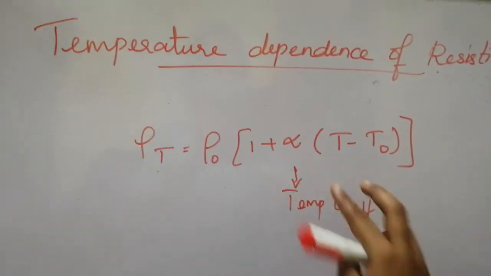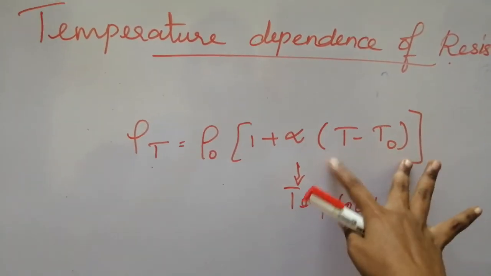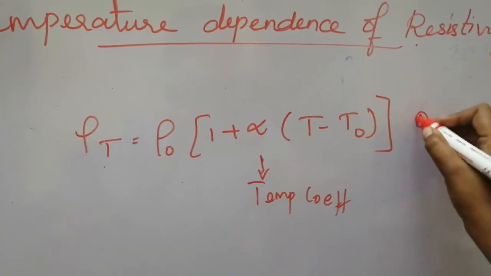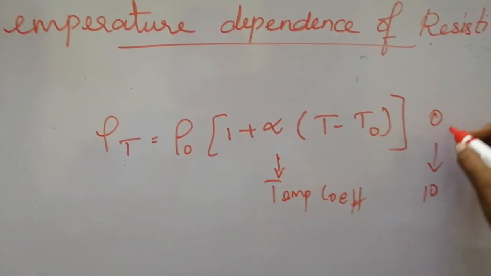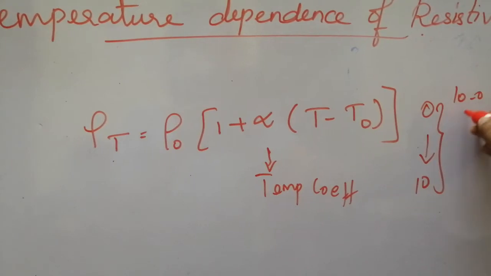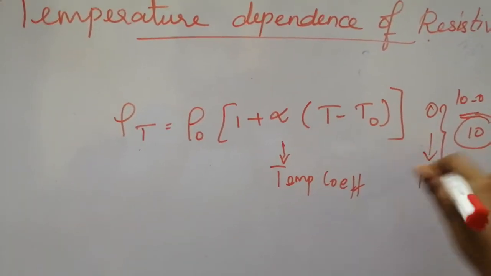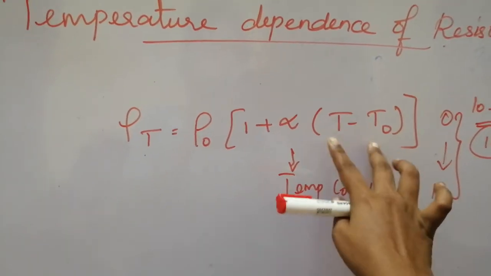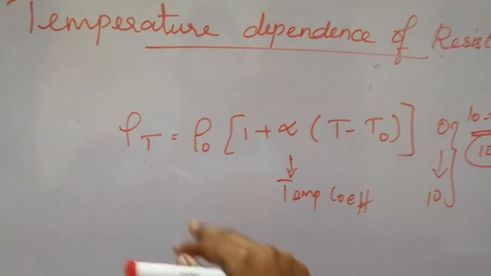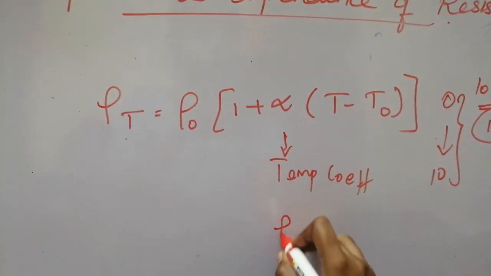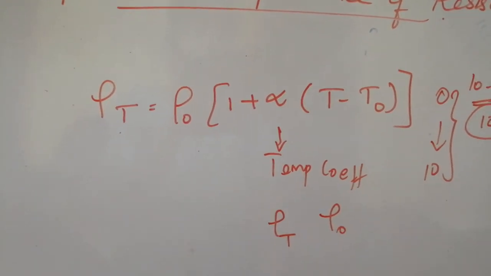So when there is a change in the temperature from T naught, the difference in the temperature, see for example, if the temperature is initially 0 and it is increasing till 10, then the difference 10 minus 0, that is 10, is the temperature difference, right? So this temperature difference is directly proportional to this resistivity. See, it is resistivity at temperature T and resistivity at temperature 0.